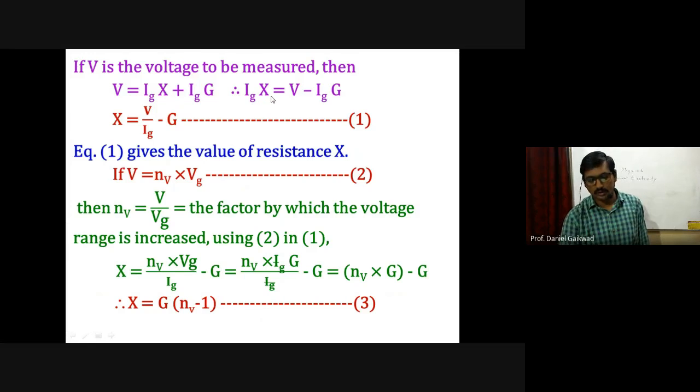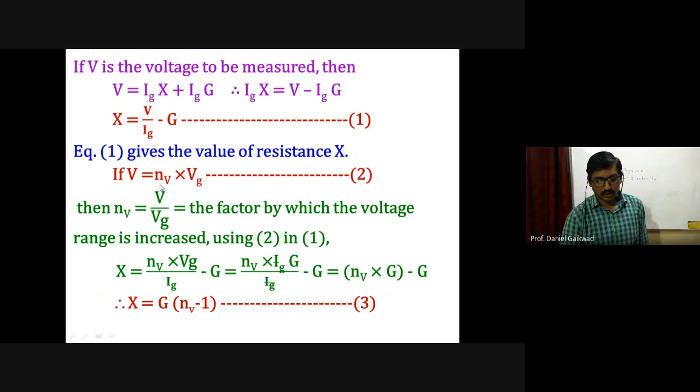Therefore Ig into X is equal to V, and the remaining term on the left hand side. So Ig into X, and this term becomes minus. So V minus Ig into G. And solving for X, we obtain X is equal to V upon Ig minus G, as equation number 1. Now we have one more special case. Equation 1 gives the value of resistance X.